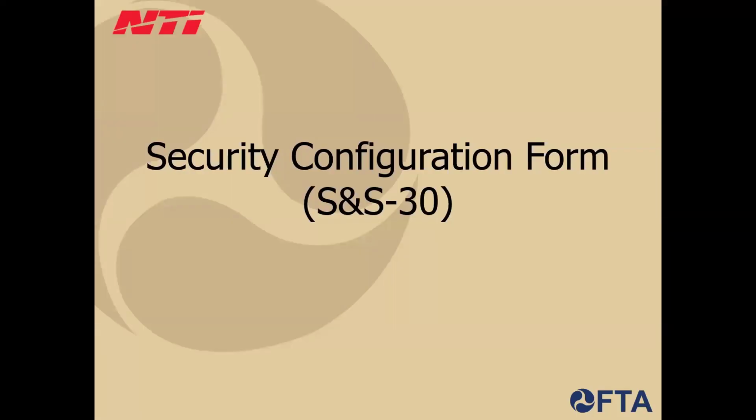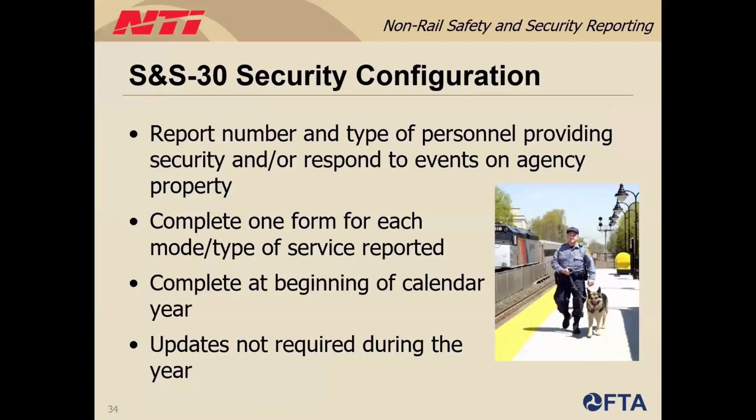Now we will be going over the SNS 30 security configuration form. The SNS security configuration form collects the number and type of security personnel employed or contracted by your agency. The form is completed once a year and at the beginning of the calendar year. It is due by the end of February, and you are required to update and submit this form. You are not required to update the form throughout the year if you hire new personnel, etc. You will only submit it one time.